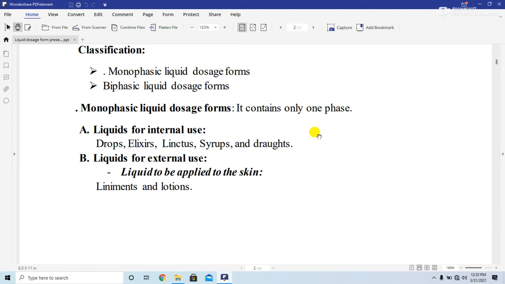The first one is liquids for internal use. There are many examples you can see here on my screen. Liquid dosage forms or liquids for internal use include drops, elixir, linctus, and syrup.